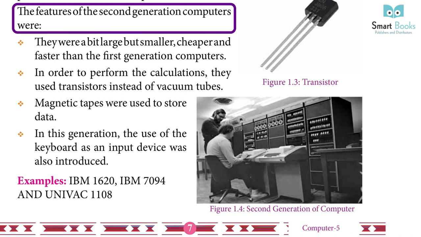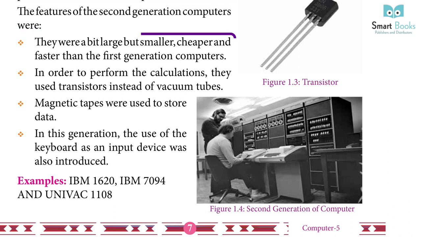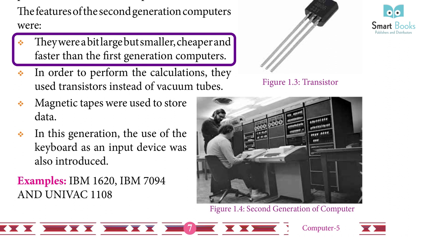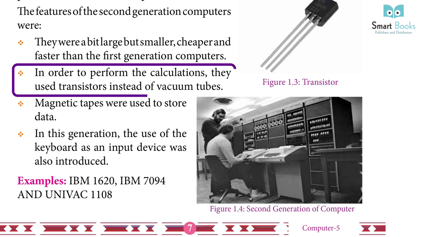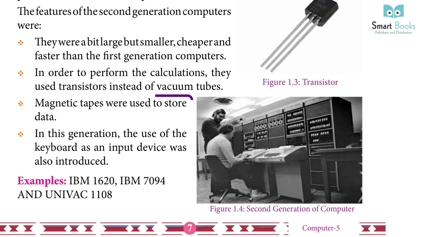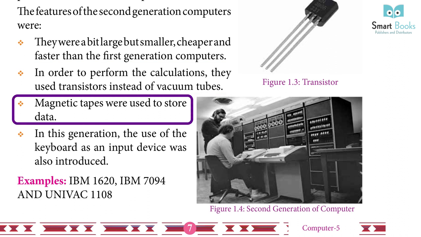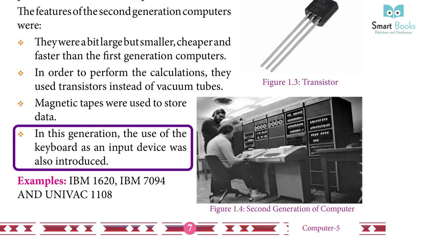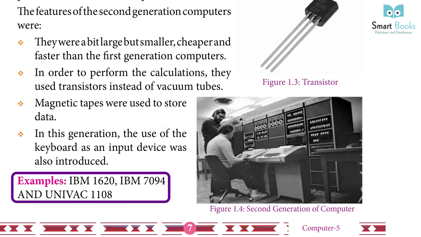The features of the second generation computers were: they were a bit large but smaller, cheaper and faster than first generation computers. In order to perform the calculations, they used transistors instead of vacuum tubes. Magnetic tape was used to store data. In this generation, the use of the keyboard as an input device was also introduced. Examples: IBM 1620, IBM 7094, and UNIVAC 1108.